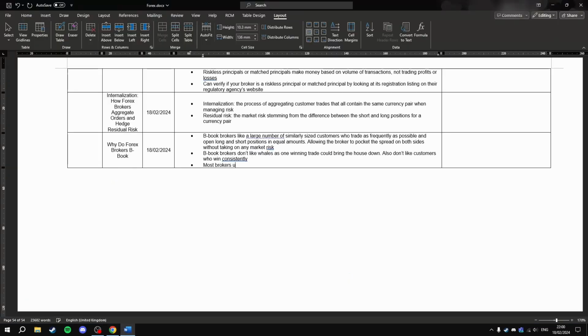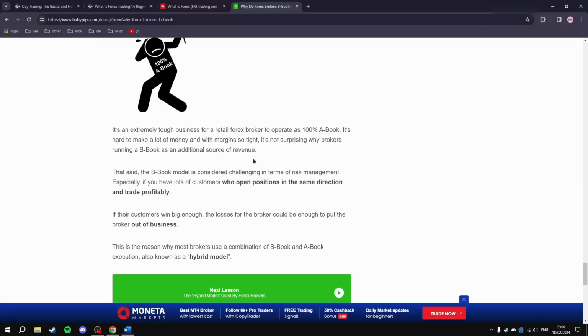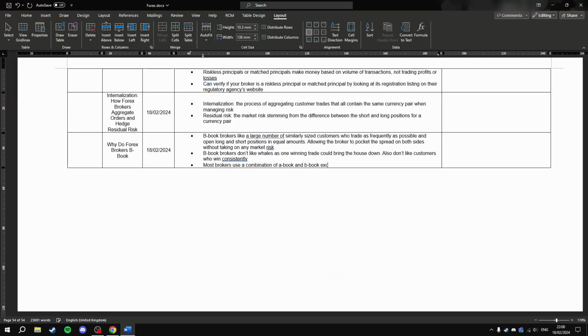Most brokers use a combination of A book and B book execution, known as the hybrid model.